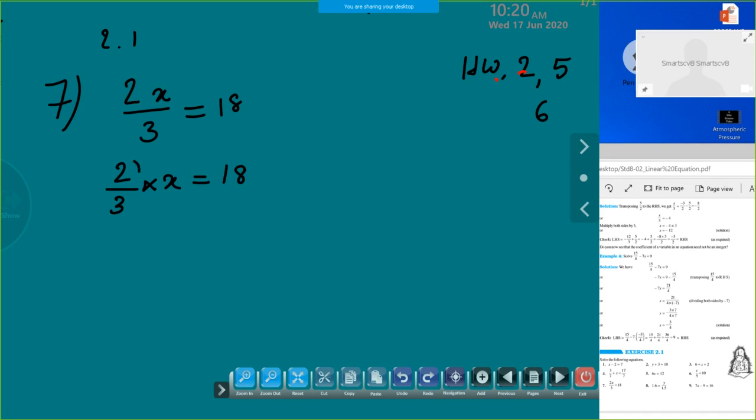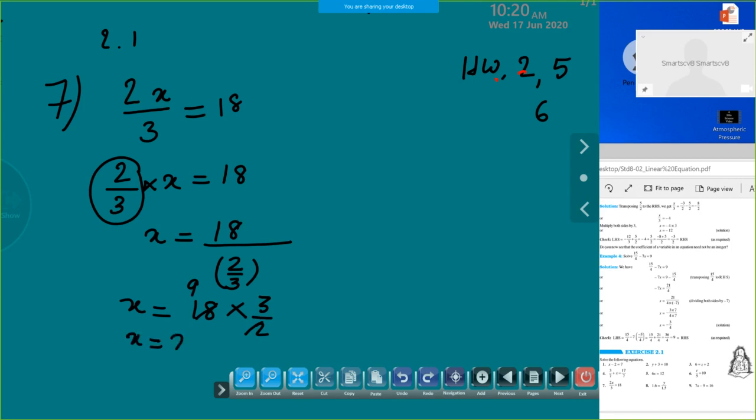Okay. So this is multiplied. The number is multiplied here. So when you take it to the other side, it becomes 18 by 2 by 3. Okay. So x is equal to, this we learned, when you divide rational numbers, multiply by the reciprocal. This you can cancel. So x is going to be 27. This is one way of doing it.